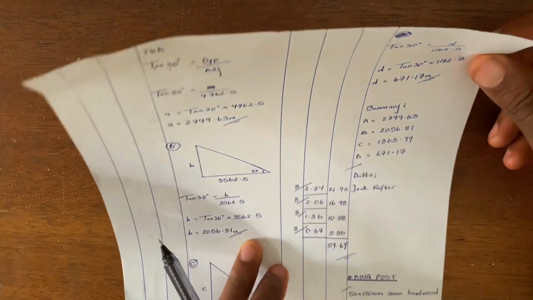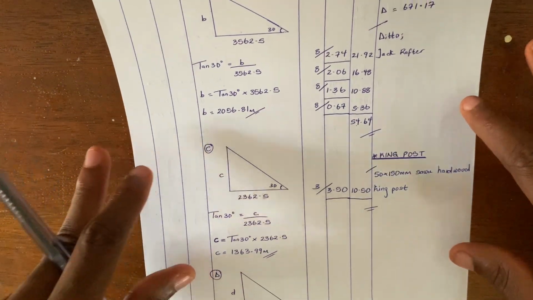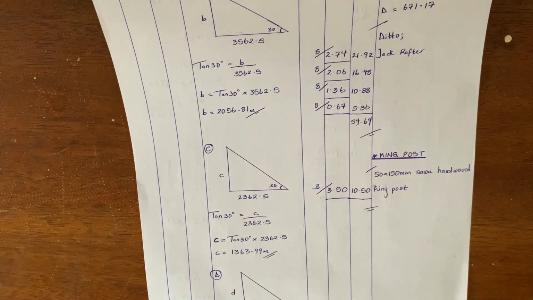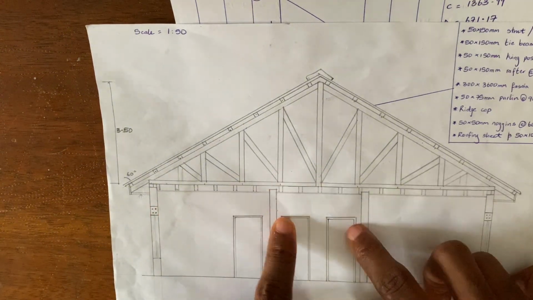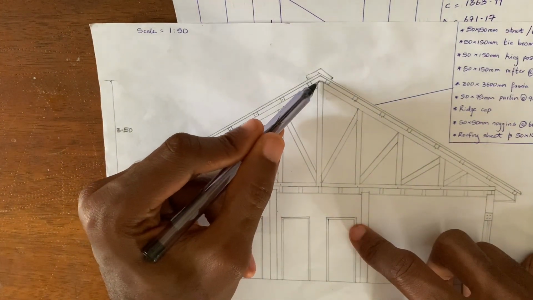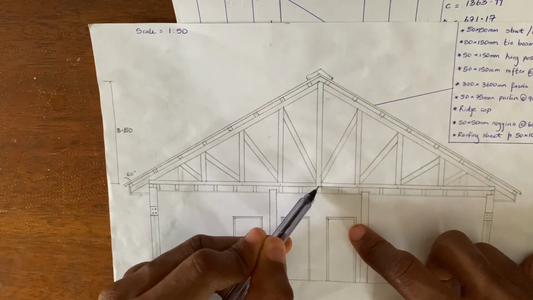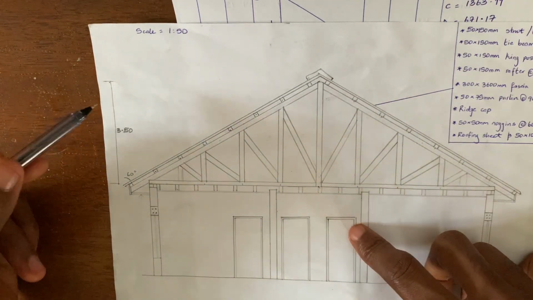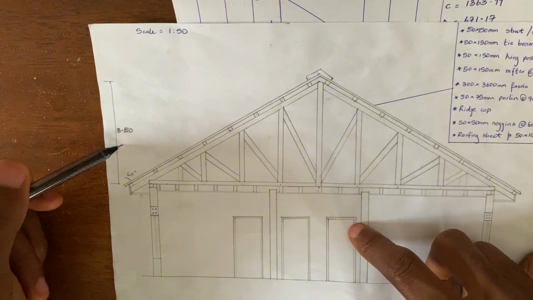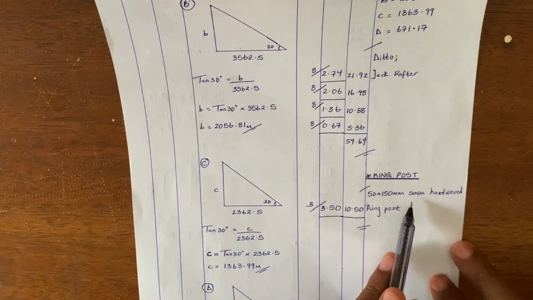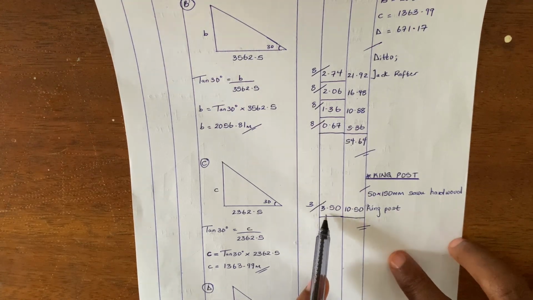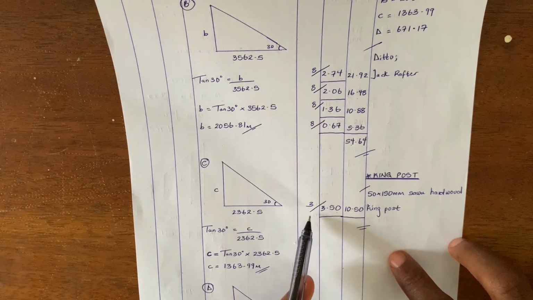So the last thing we're going to be looking for would be our king post, and there's no need for calculation in this part because our king post was already specified in the drawing, the section of the drawing. This member we have here, from here to this end, is the length of our king post, and it is given to us as 3.50. So all you need to do now is to describe 50 by 150 mm sawn hardwood king post, length 3.50. You multiply it by 3.